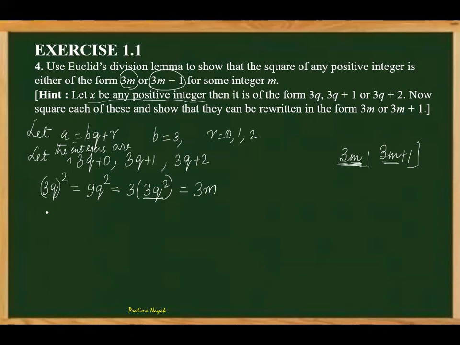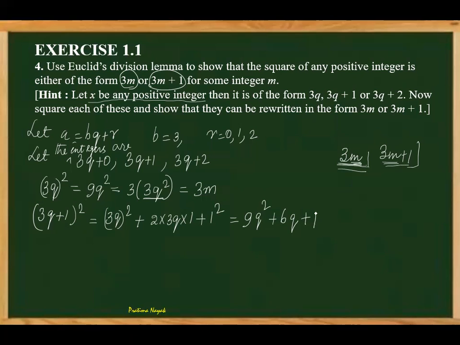Now coming to the second one, 3q plus 1 whole square. Here I'll apply the a plus b whole square formula. a square, 3q square, plus 2ab, 2 into 3q into 1, plus b square, that will be 1 square. So this will be 9q square plus 6q plus 1. Now observe, can it be in this form? No, the plus 1 is extra.